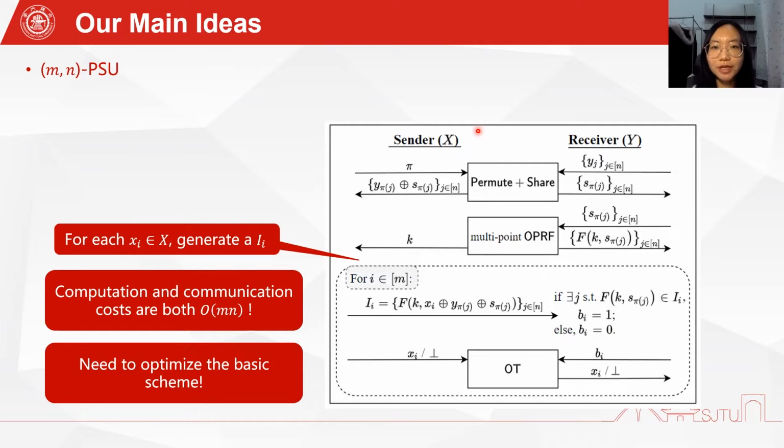Now let's move on to the general case, MN-PSU, where the sender also holds a set X with size M. The shares obtained by the sender are uniformly random, so they can be used repeatedly for all the items in set X. Therefore, the permute and share and multi-point OPRF just need to be performed once. But for each item Xi in set X, the sender needs to generate a set Ii, and each Ii will contain n items. So the computation and communication costs are both O(MN). So we need to optimize the basic scheme.